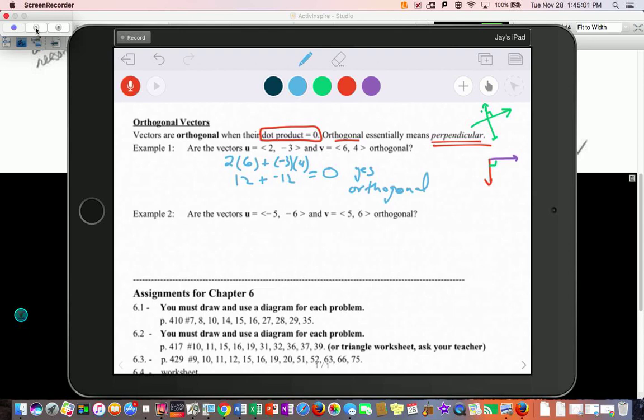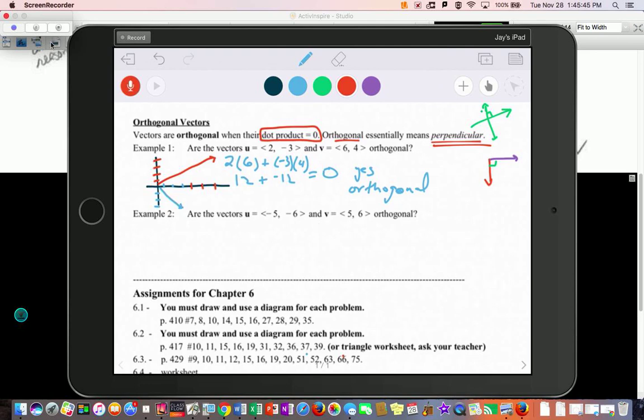Now if you graph these things, 2, negative 3 would be about right there, and 6 would be about right there. And yeah, you know, they kind of look like it might be close to a 90-degree angle, but this proves it without a doubt.